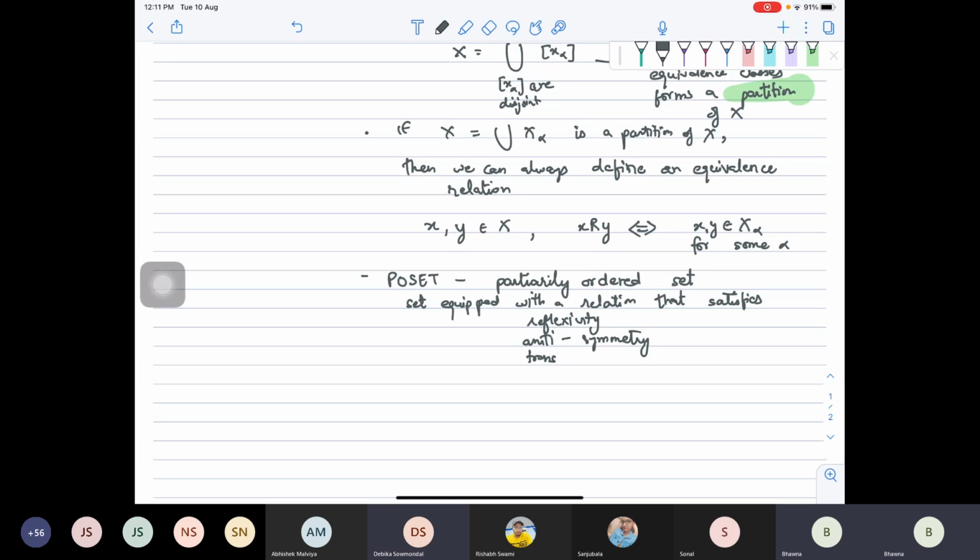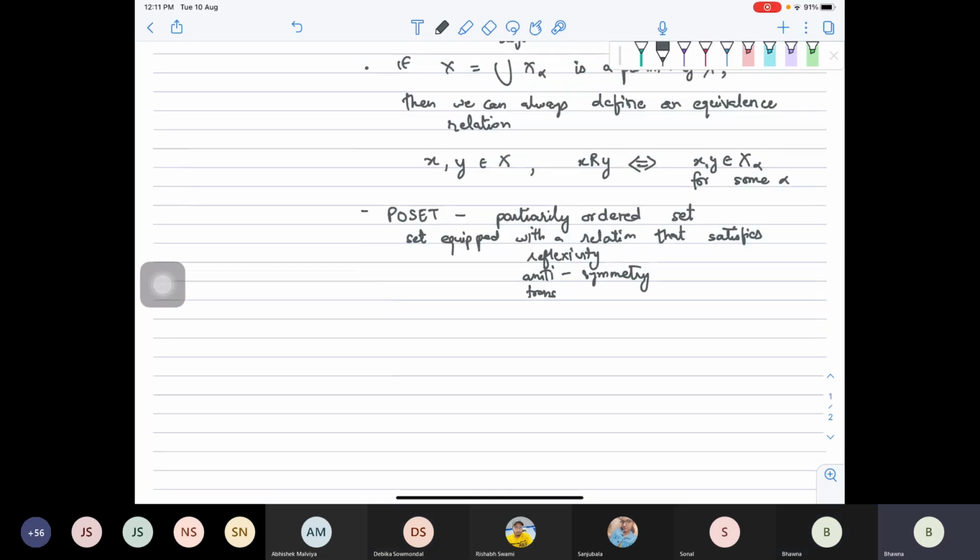In relation to posets, we defined some terms. What were the terms? We defined a chain, an upper bound, and a maximal element. Very good.